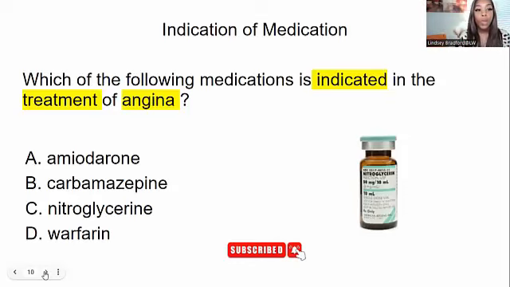Indications of medication. Which of the following medication is indicated in the treatment of angina? Remember, another word for indicated is use. I know that sometimes you see these questions and they use a different type of vocabulary that we don't use every day, and it can be kind of tricky, but another word for indication is use. So you could also say, which of the following medication is used in the treatment of angina? Angina is going to, again, be speaking about the heart, the chest, right? So we're thinking about angina, and it is going to be nitroglycerin.